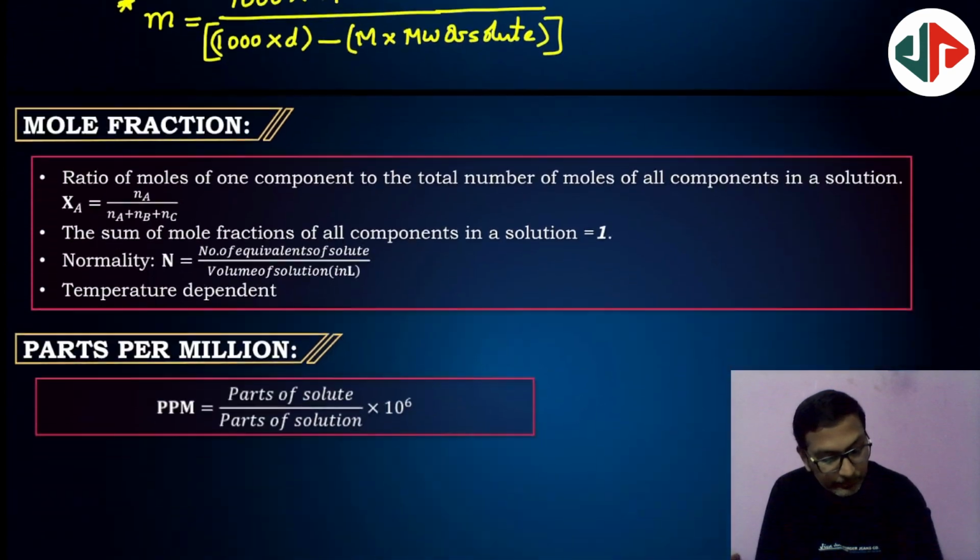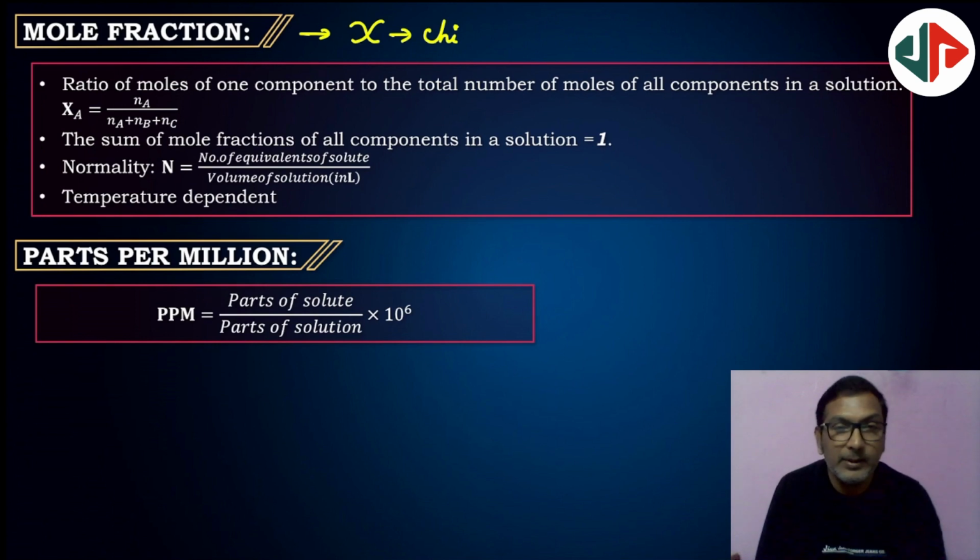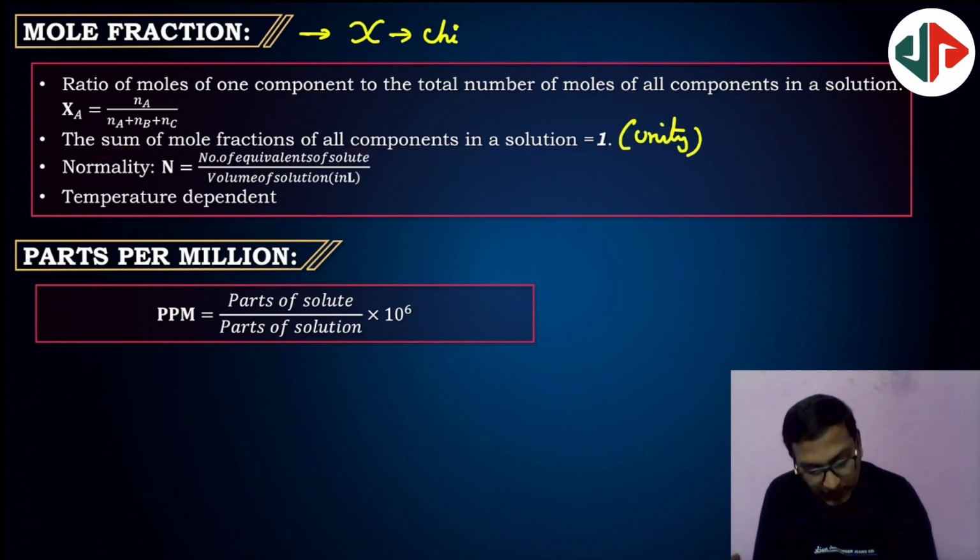Next, mole fraction, denoted with chi or x, which is the Greek symbol chi. Mole fraction is the ratio of the number of moles of one component to the total number of moles of all the components of the solution. Simplest formula: number of moles of A by total number of moles. Next, the sum of mole fractions of all the components of a solution will be equal to 1. This is the unity condition.